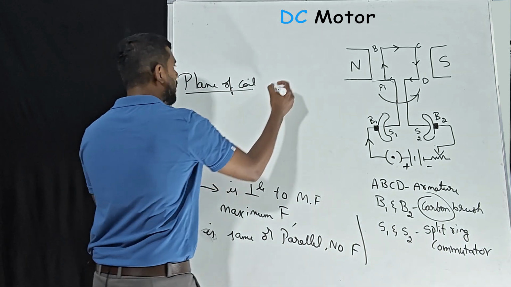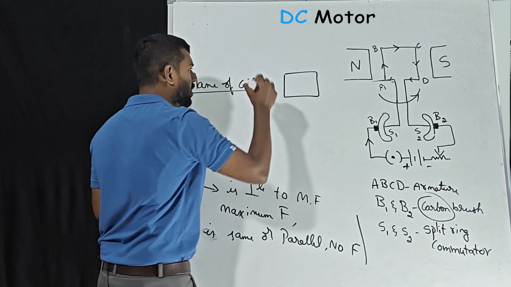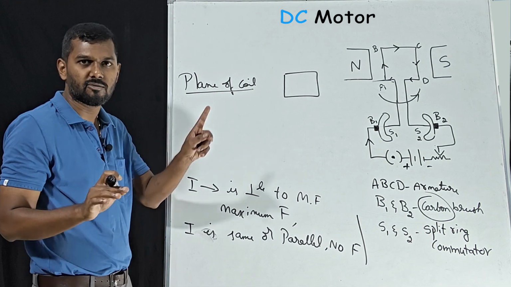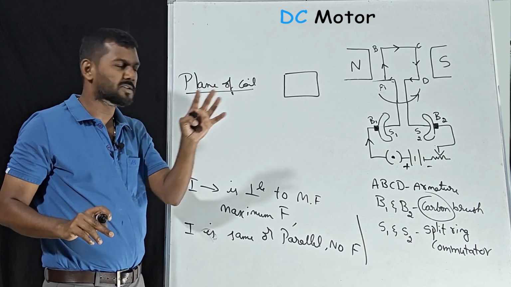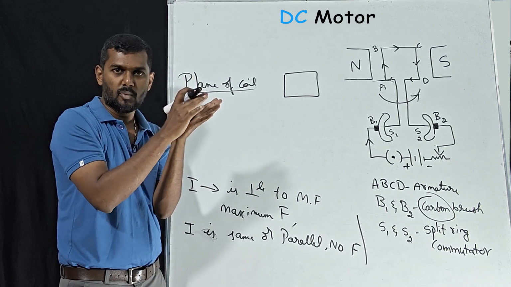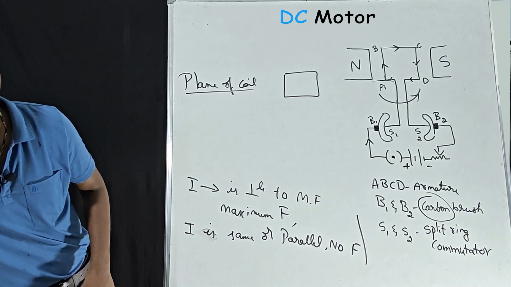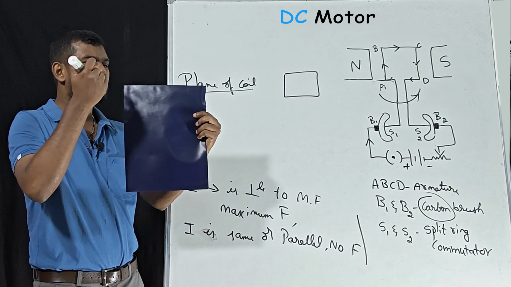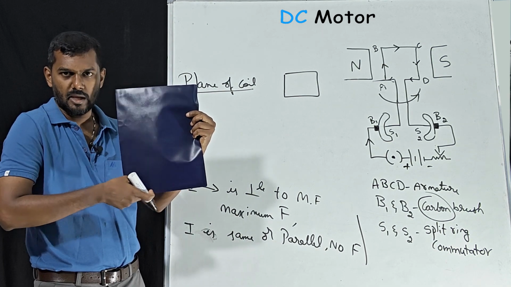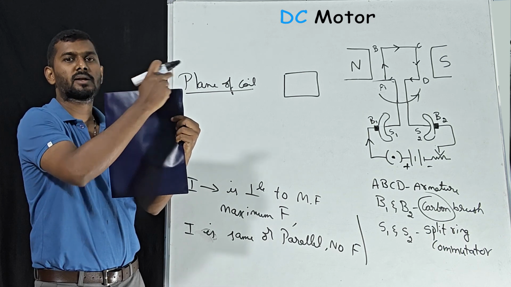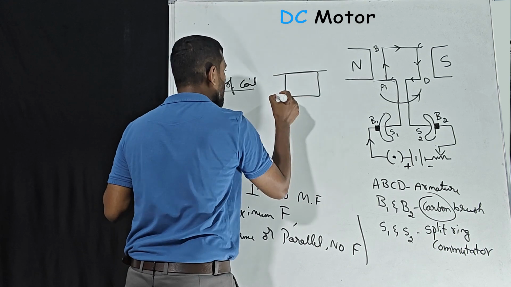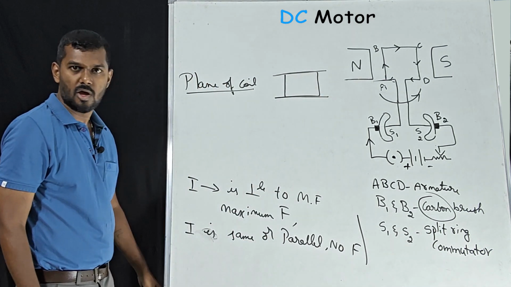Now listen, plane of coil. Whenever we talk about a coil, in this shape or rectangular shape, any shape is enough. First, visualization is very important. Whenever we talk about plane of coil, this coil is flat, correct? It's like a piece of paper. This top end and the bottom end, this part and this part, is called the plane of coil.